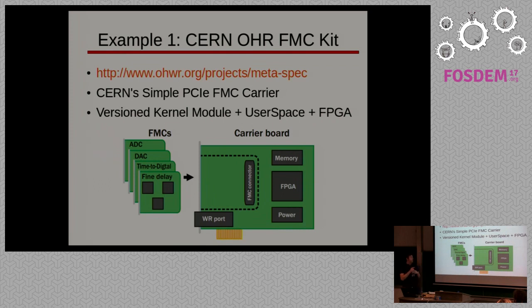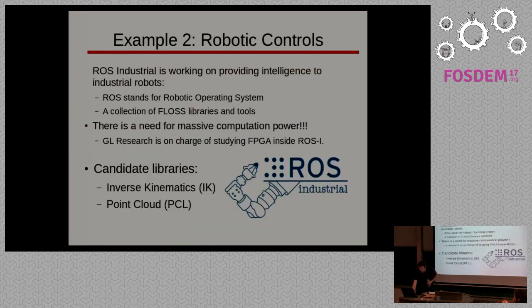Another very interesting example that we are using is for robotic controls. I don't know if you have heard about ROS, the Robot Operating System. One of the parts of this project is called ROS Industrial, which is devoted to applying the Robot Operating System to industrial manipulators. And it's also a free open source SDK. In this kind of robotic control, there is a need for massive computational power. We are part of this consortium, and we are in charge of trying to accelerate the most intensive algorithms that these robots use by using FPGAs.